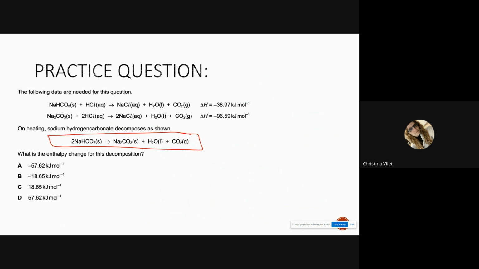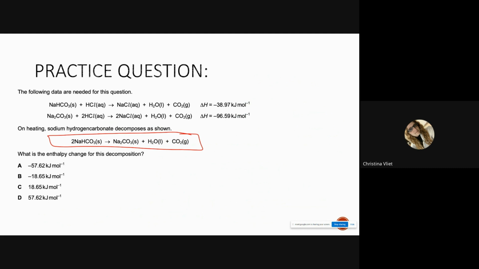This is the reaction reverse, right? The second one must be reversed. It has to be reversed because you need Na2CO3 to be on the product side. So take a look at this first, NaHCO3. Look at the first reaction. Do you see NaHCO3 in that one?